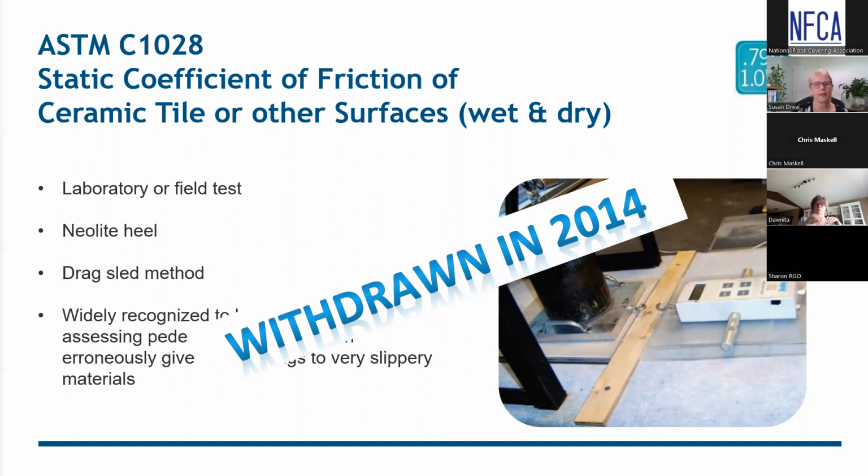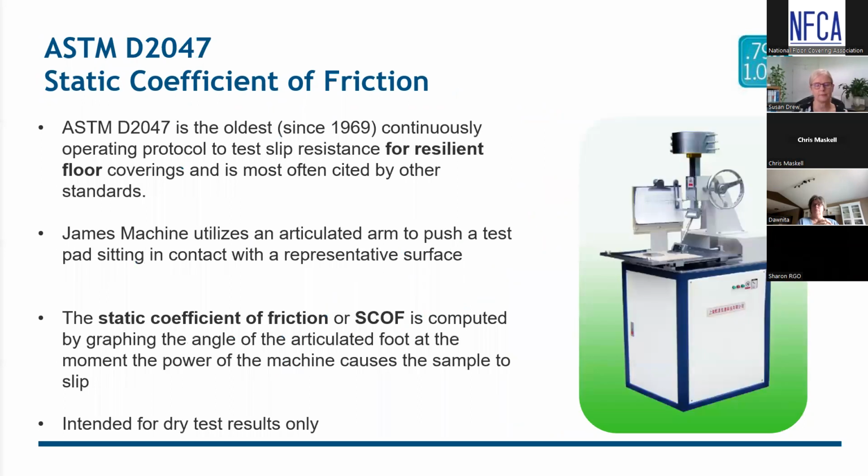I mentioned earlier the ASTM C1028-07, which was the static coefficient of friction test. It was widely recognized to be inappropriate for assessing pedestrian safety. It gave false safe ratings to very slippery materials, and therefore in 2014 it was withdrawn. So if you do see this test referenced in a specification, please red flag it, and we need to replace that with a different test. That's one I keep mentioning. The drag test didn't make any sense to me. Why would that be effective?